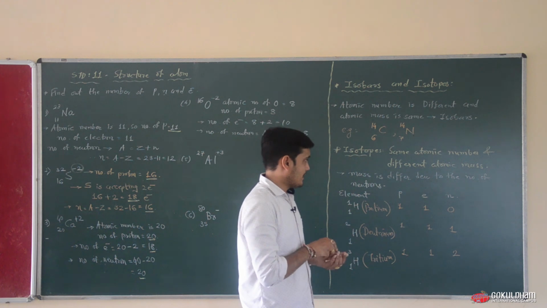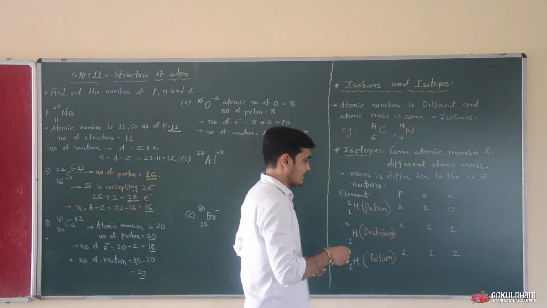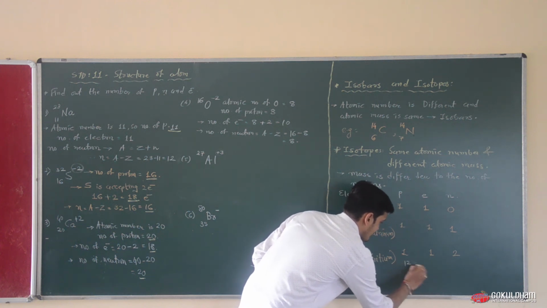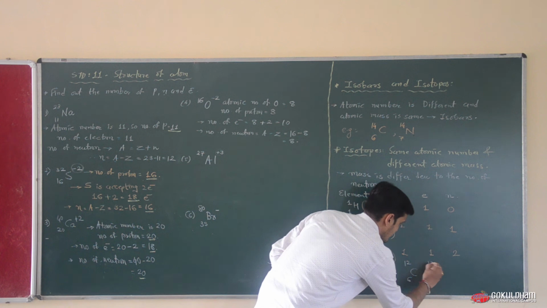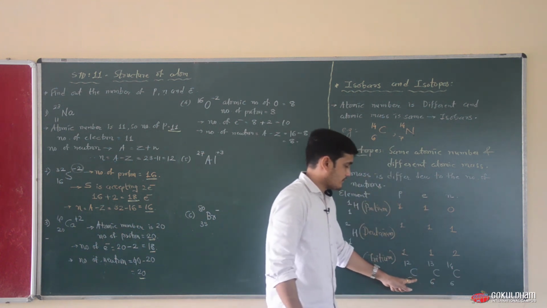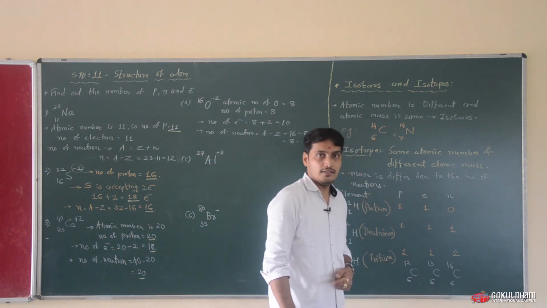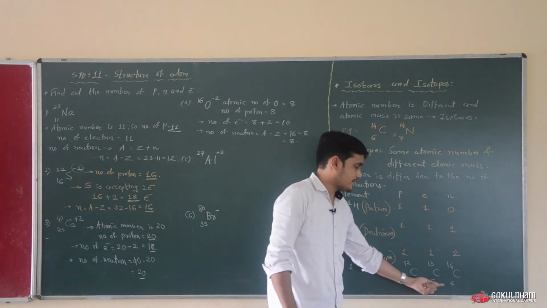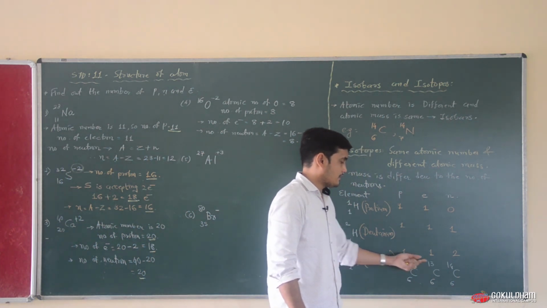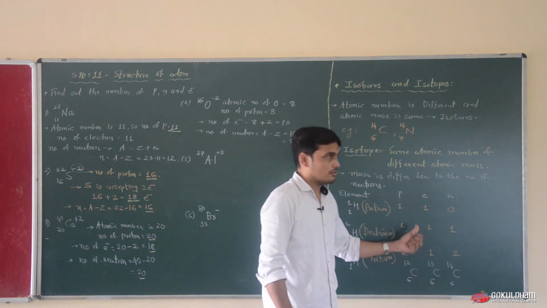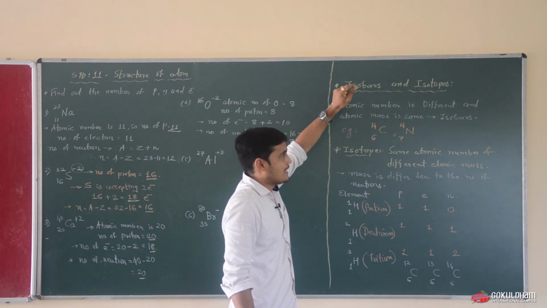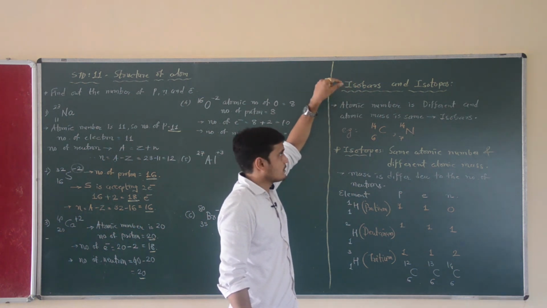Okay. Now, another example, carbon C612, carbon C613 and carbon C614. This carbon has 3 different isotopes. Atomic number is same as 6 and atomic mass is different, 12, 13 and 14. So these are the basic two terms, isobars and isotopes. Okay, thank you.